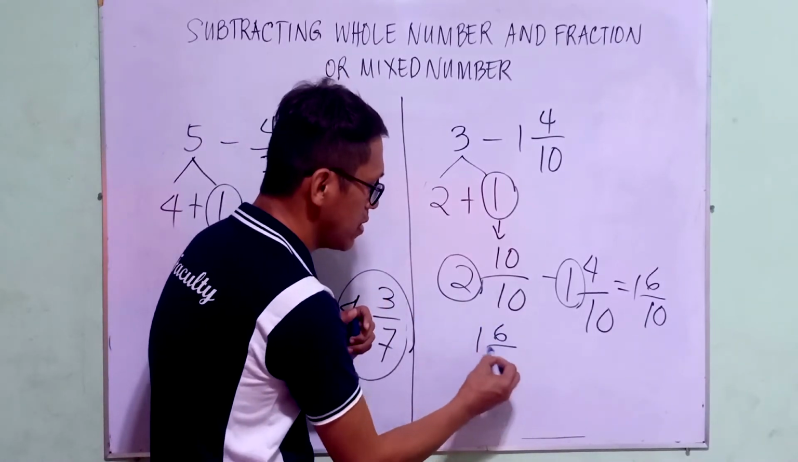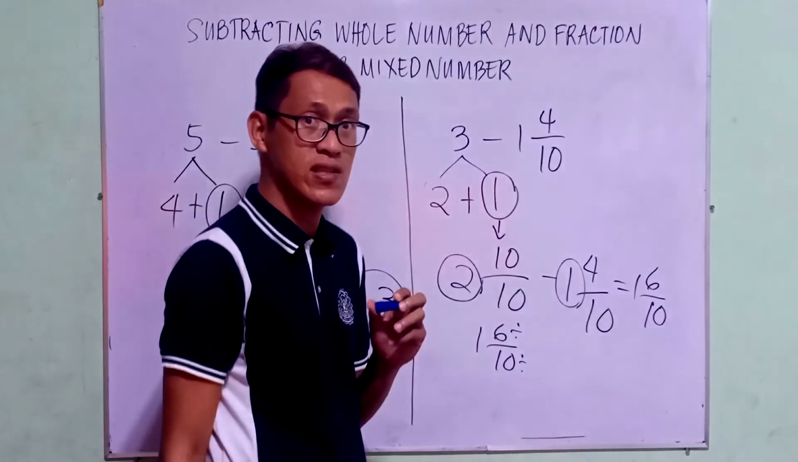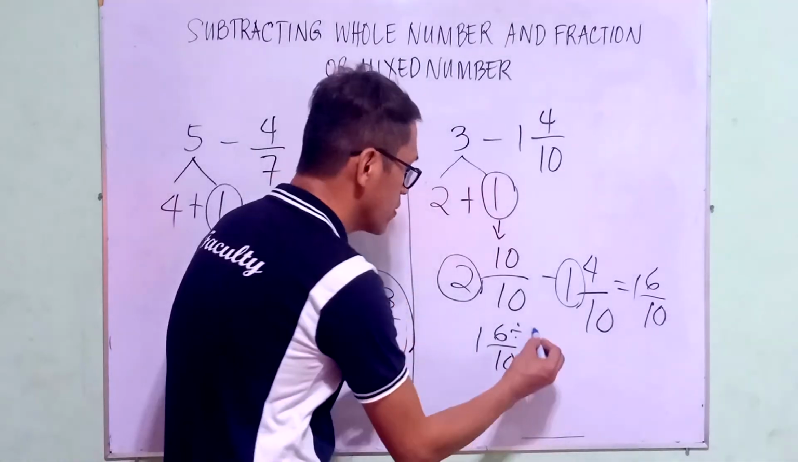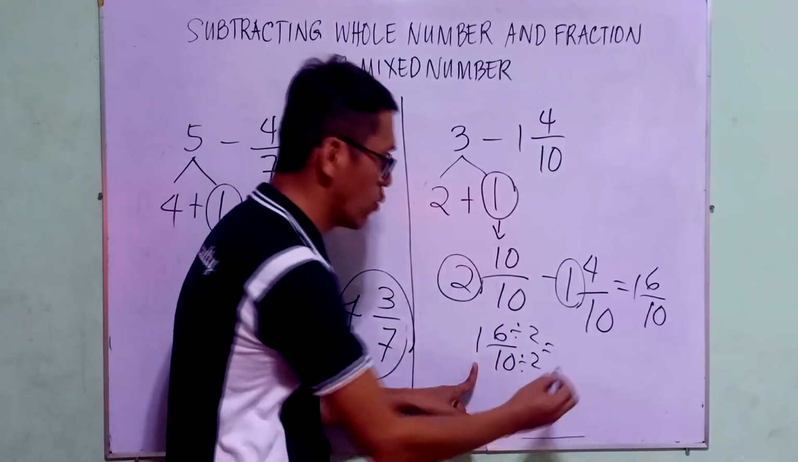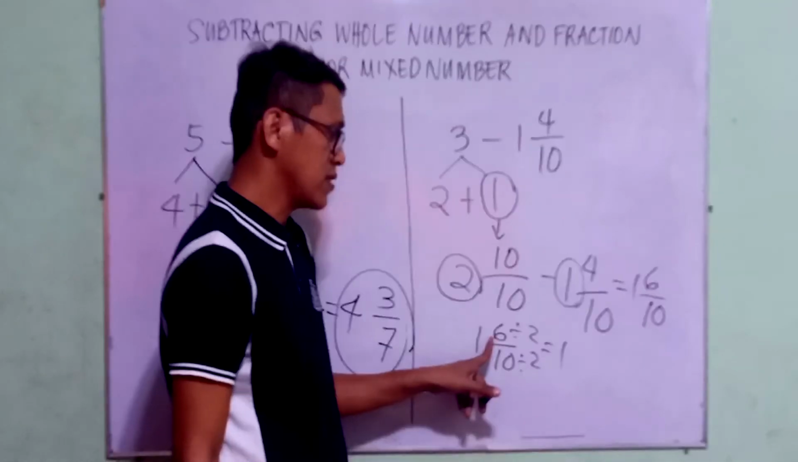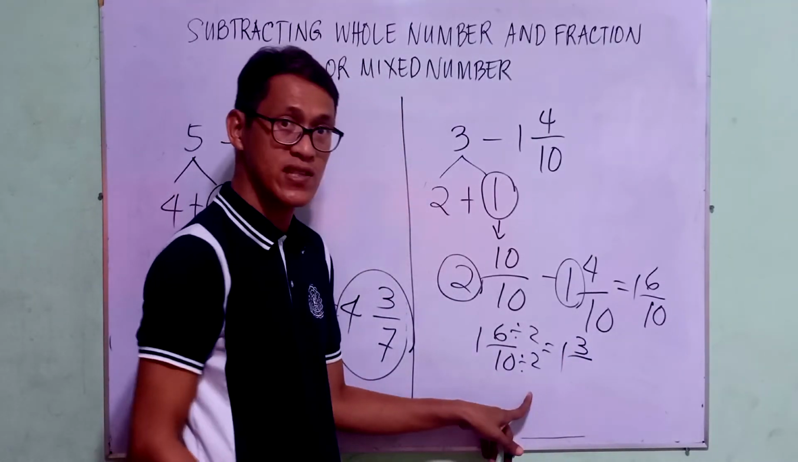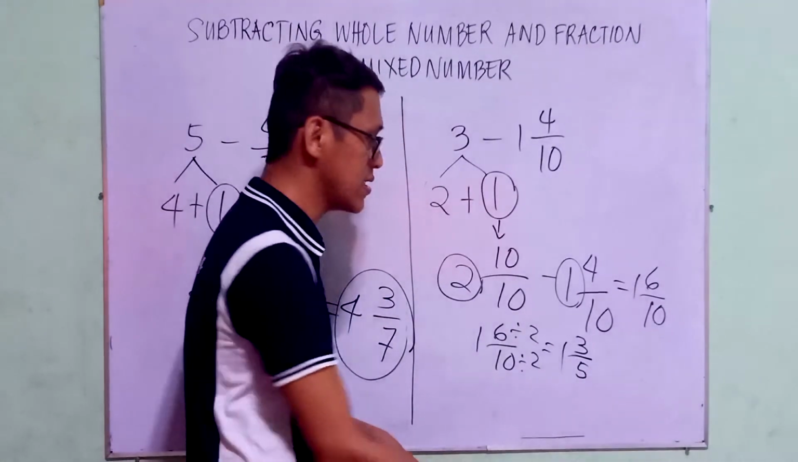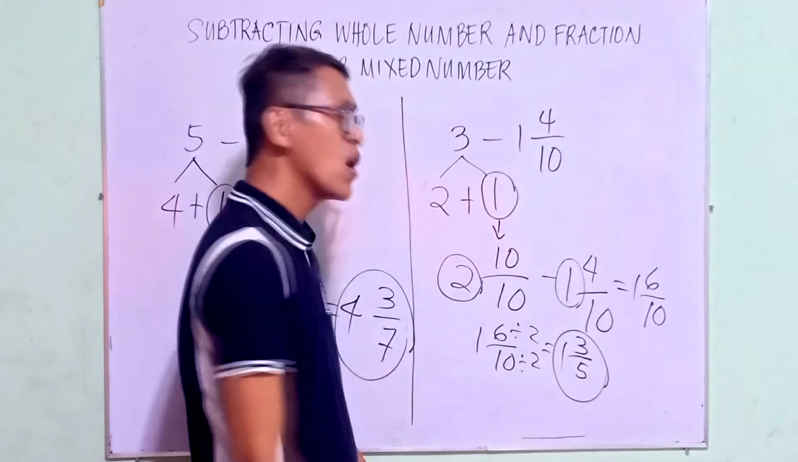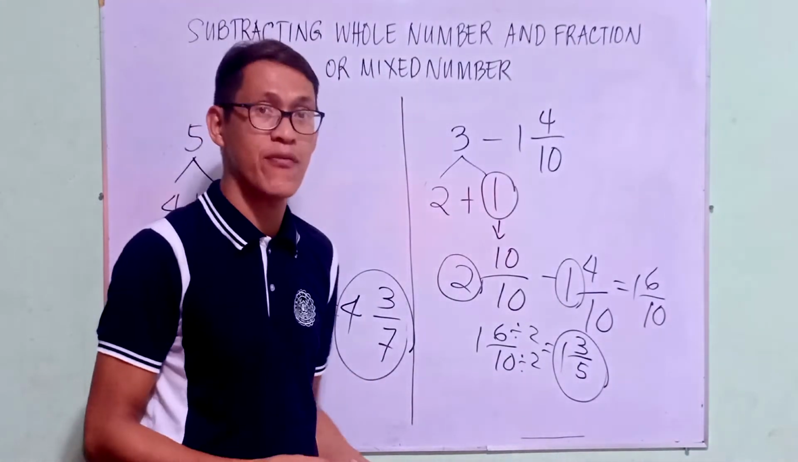What can you divide 6 and 10 by? Again, the GCF. Yes, it's 2. So before you divide, be sure to carry the whole number 1. So 6 divided by 2 is 3. Then 10 divided by 2 is 5. So this time, it's in lowest term already. So our final answer is 1 and 3/5.